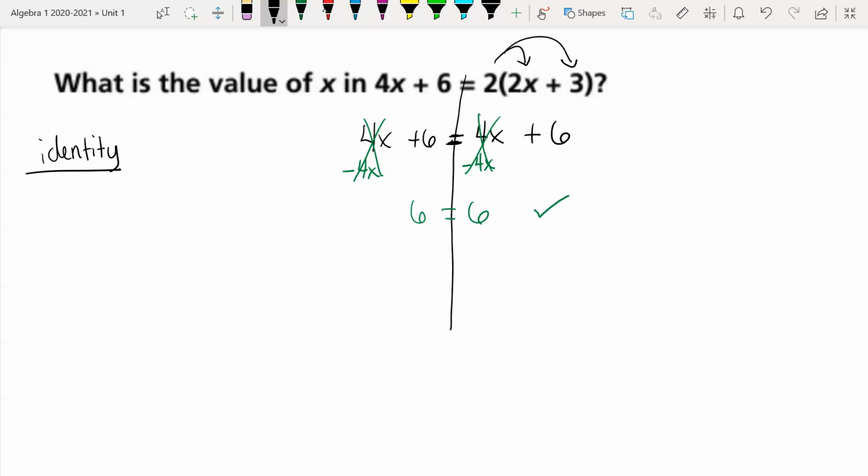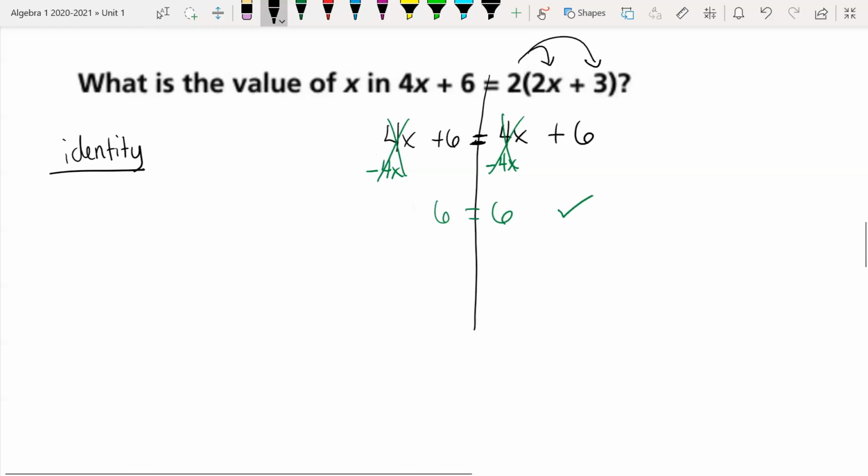All right? Every identity we've been working with so far has been consistent, independent.